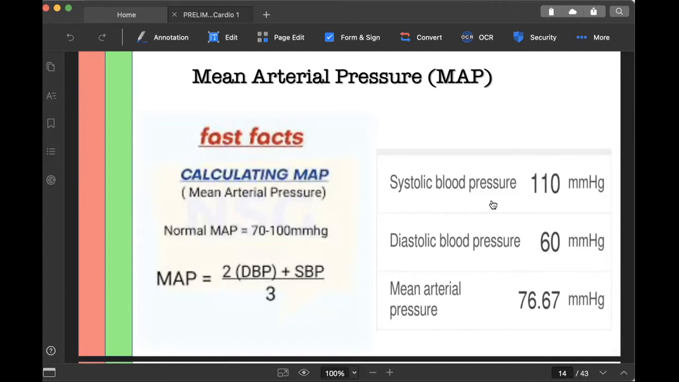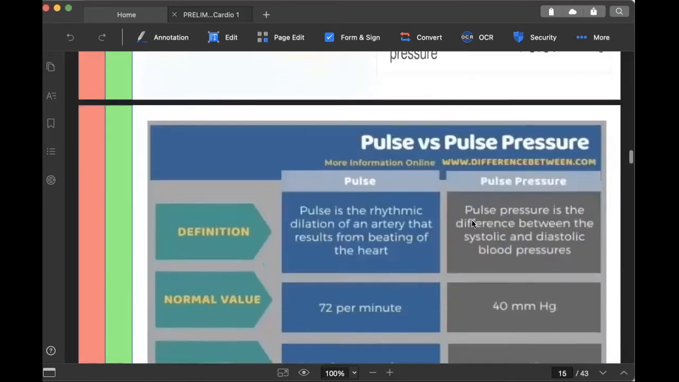So you put in all the given numbers: 110, 60 times 2 plus 110, divided by 3. It will be 76.67, and it is in your normal range, which is 70 to 100 millimeters of mercury. Okay, this is to evaluate your mean arterial pressure. It is used to evaluate perfusion of your vital organs. I hope everything is clear so far, so that we can go here.